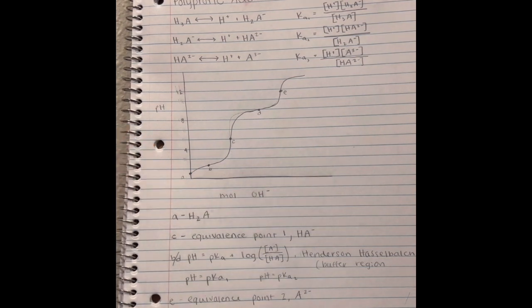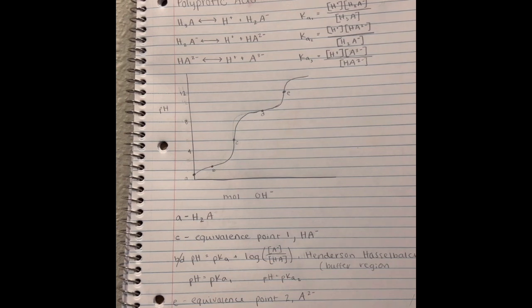And then here we have a titration curve of a diprotic acid, di meaning that there are 2 hydrogens to be lost during the titration. At point A, there hasn't been any hydroxide ions added yet, so we have only the fully protonated form of the acid.